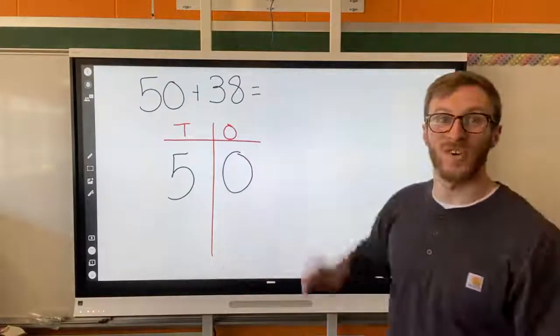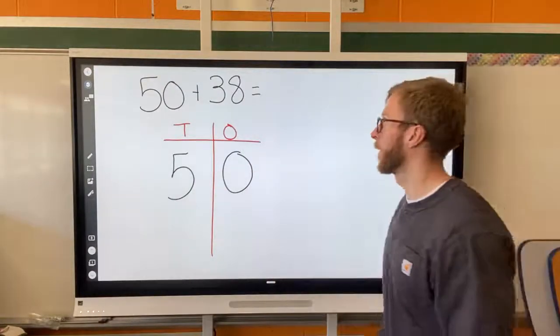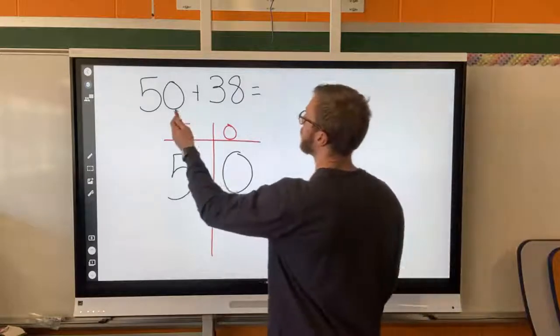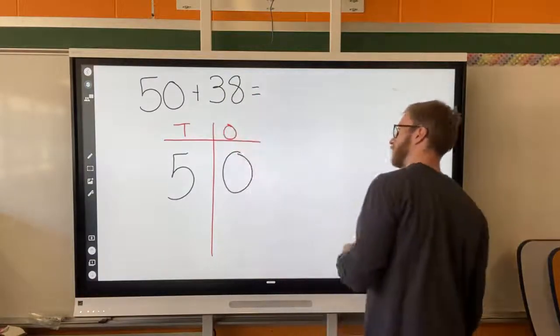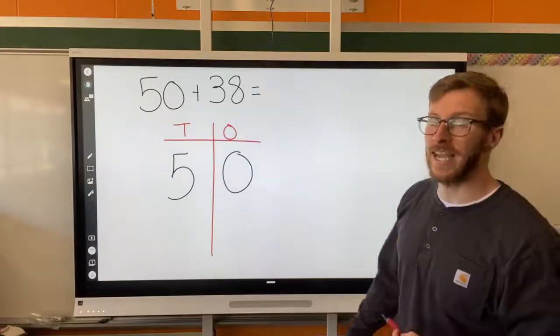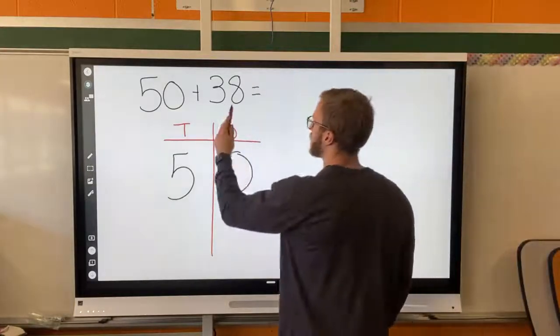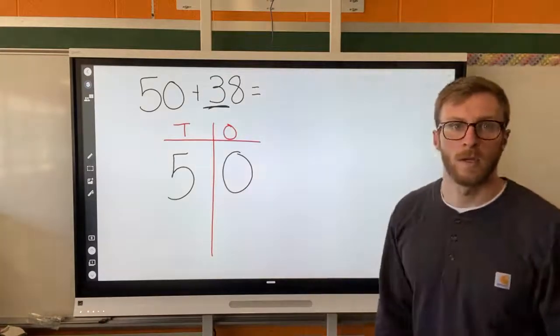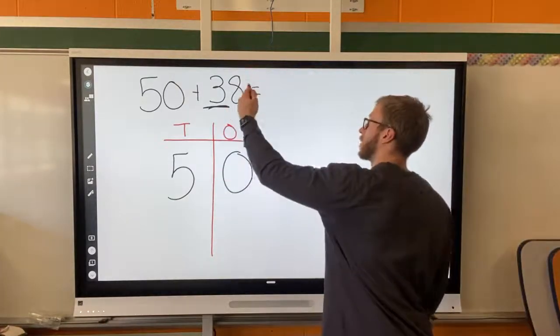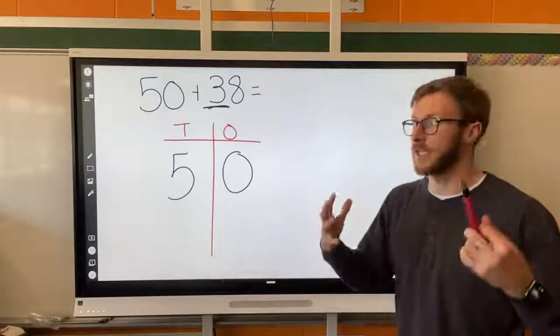All right, so we're starting with the number 50. We're adding 38 to it. Okay? So if we're doing 50 plus 38, how many tens are we adding? So we're going to look at the number 38. We're going to look at the tens place and see how many groups of 10 we are going to be adding on to 50. Well, we have 3 tens and 8 ones. So we're going to be adding 3 tens onto it.